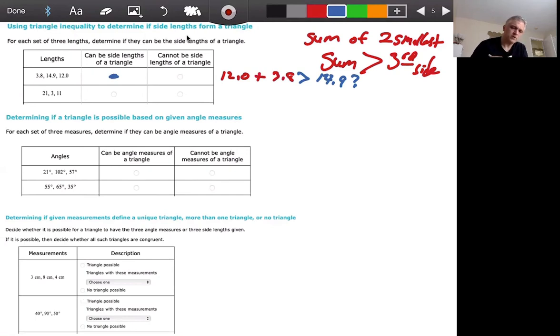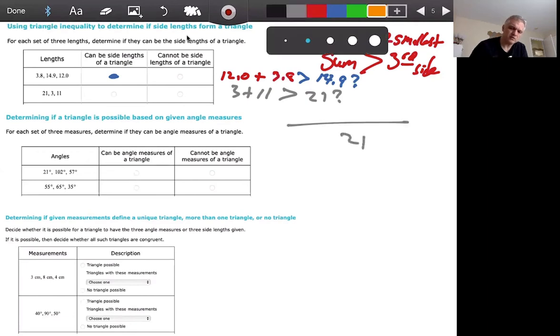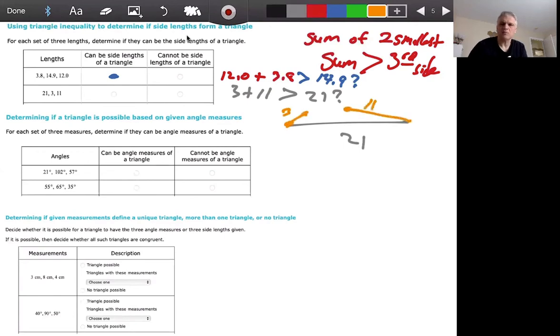Sure. Now this one. You got a 3, you got 11. Is that sum greater than 21? Nope, it's not. You got the 21 here, then you got the 3 here, 11 here. Can't be a triangle because this point and this point can't touch each other. All right, that's a big no.